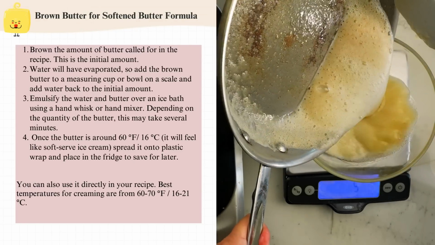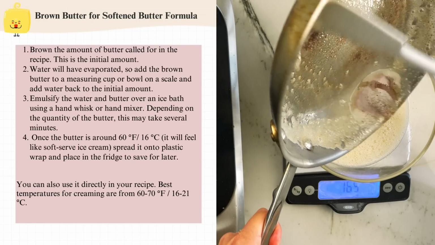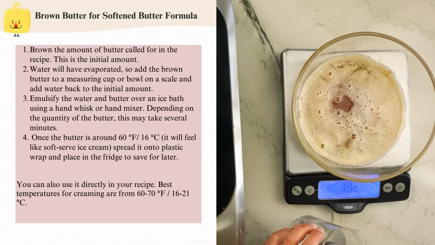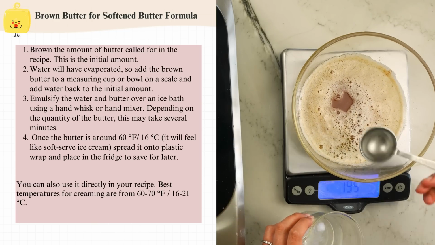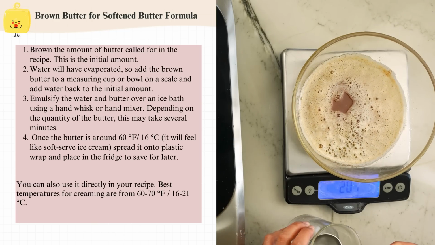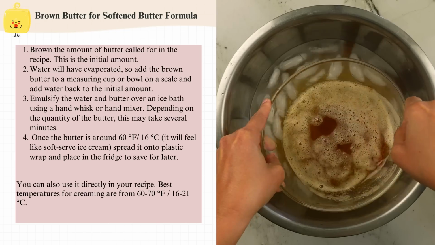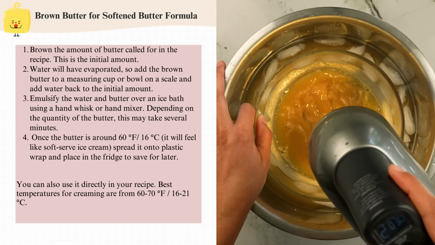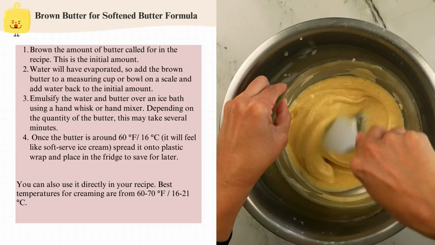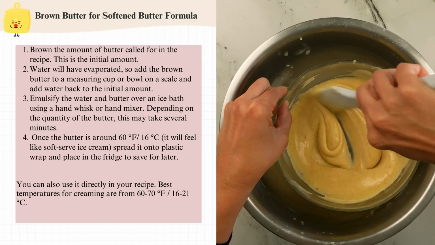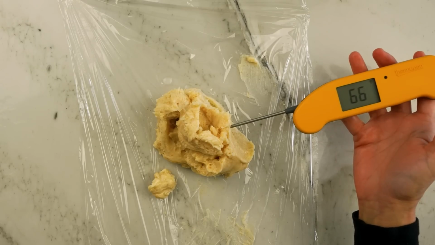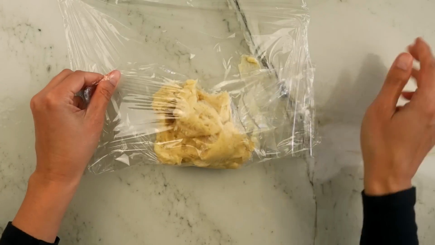So the formula for using brown butter in place of softened butter is as follows. You're going to take the amount of butter that you need in the recipe and then brown it. Then, using a measuring cup or scale, get the amount after browning and add water back to get the initial amount. And then you're going to add that mixture into a bowl and emulsify using a whisk or a hand blender over an ice bath. Once the butter is firm enough to handle, you can either store it in the fridge for later use or use it directly in the recipe during the creaming step.